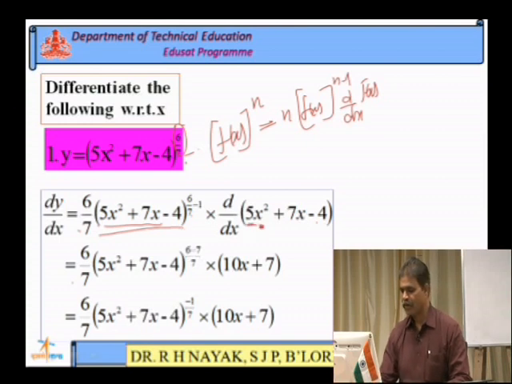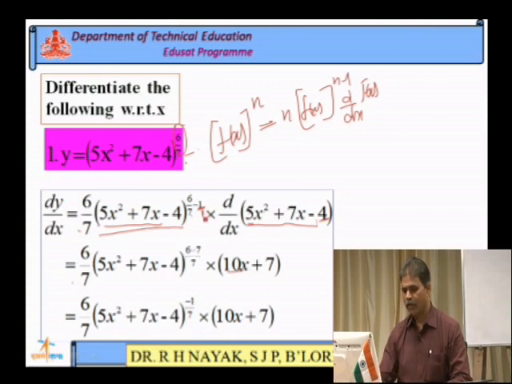Differentiation of the function 5x square plus 7x minus 4: what is the differentiation of x square? 2x, and 2 into 5 is 10x, plus 7 into 1, since the differentiation of x is 1, and 4 is a numerical constant whose derivative is 0, right. Then finally, it will become the function to the power of n minus 1, which is simplified using the LCM method. What is the LCM here?